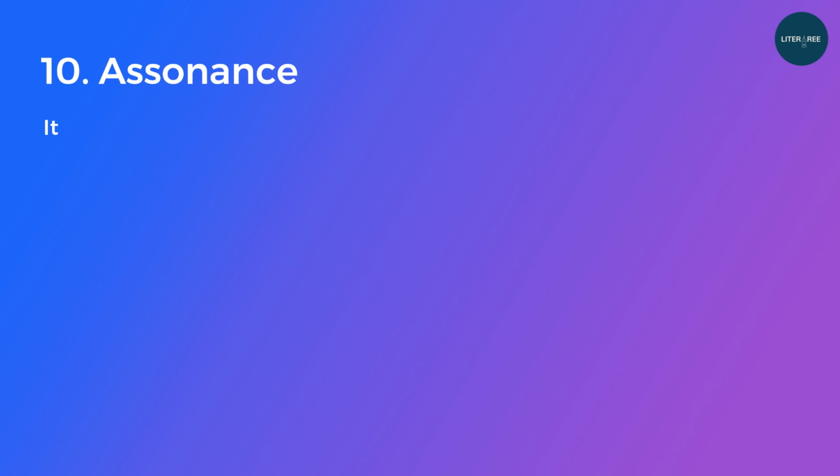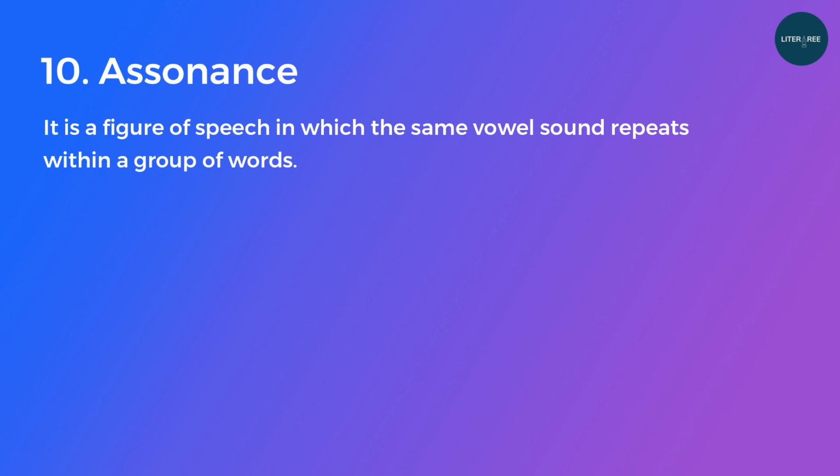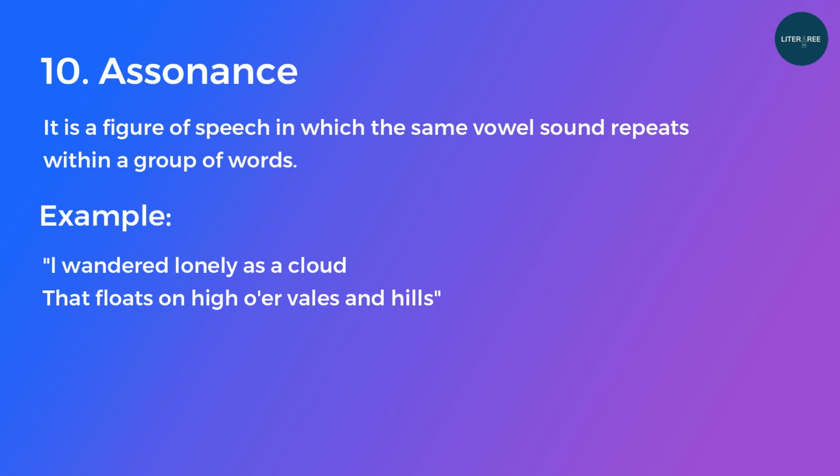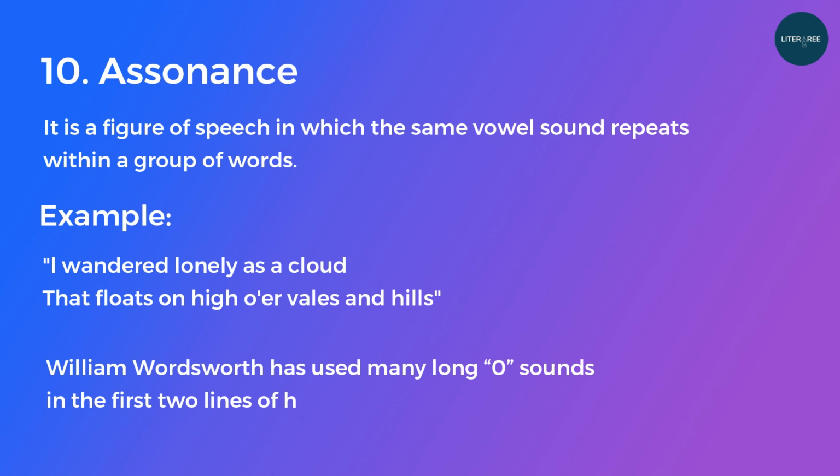Assonance. Assonance is a figure of speech in which the same vowel sounds repeat within a group of words. Look at this lovely example from the poem Daffodils by William Wordsworth. I wandered lonely as a cloud that floats on high over vales and hills. Here William Wordsworth has used many long O sounds in the first two lines of his poem.